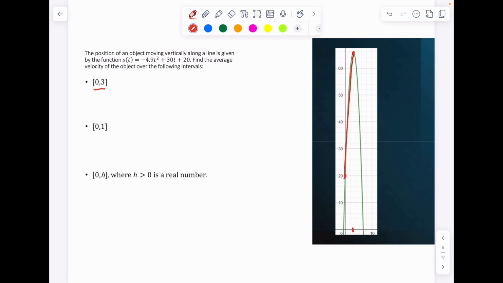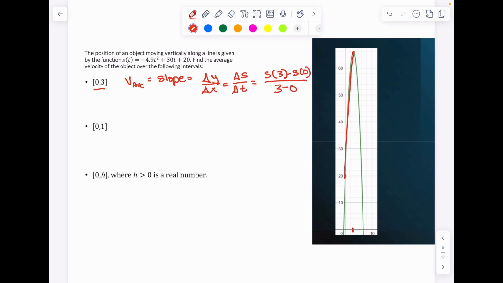So we're going to say the average velocity is the slope, which is our change in y over our change in x. In this case, we're going to have our change of s over our change in t, because our variables are a little bit different here. We have s instead of y, t instead of x. We're going to plug in s of 3 minus s of 0, and for the bottom, our change of t, which is 3 minus 0.